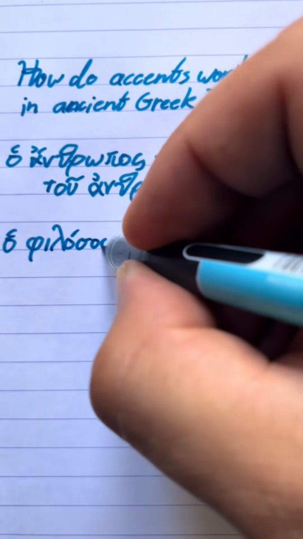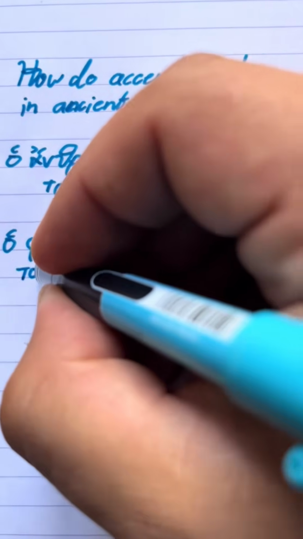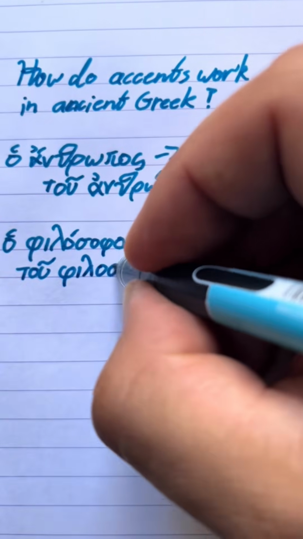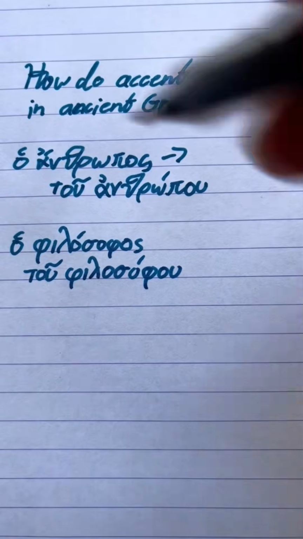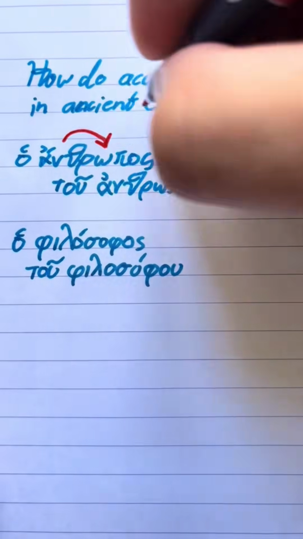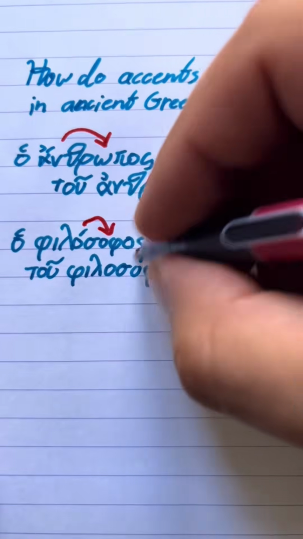Let's take one more example. Ho philosophos. In the genitive, it turns to ho philosophou. And that's the basics of how to form the correct accent in ancient Greek.